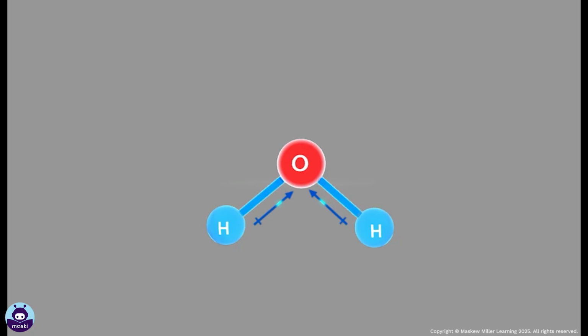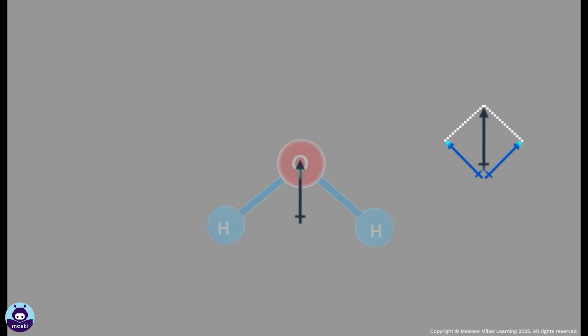Now we know that we need to determine the net dipole moment before we comment on the polarity of the molecule. Since the H2O molecule is asymmetrical, a net dipole moment exists. This means that one end of the molecule is slightly positive and the other end is slightly negative.